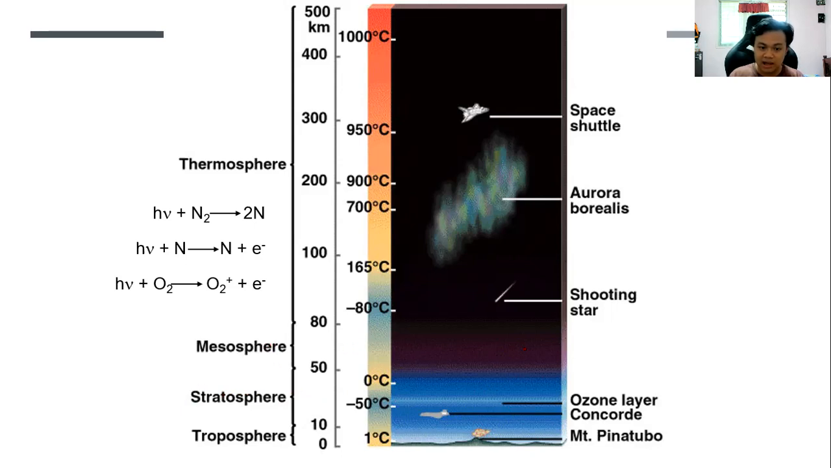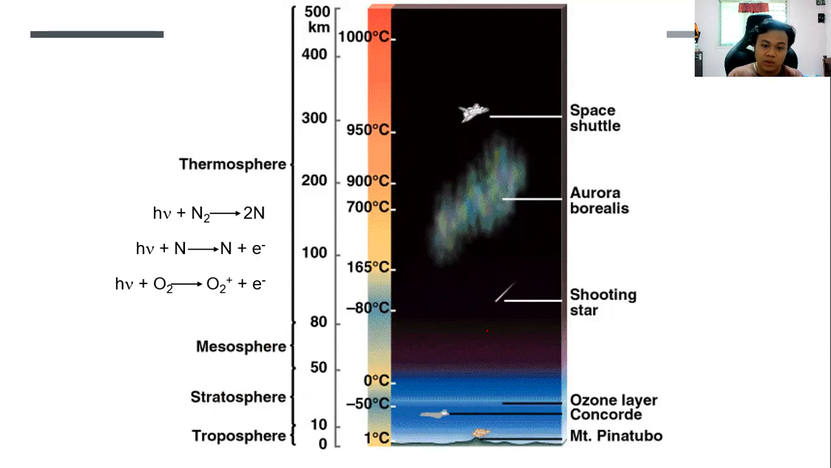Next after the stratosphere, we have the mesosphere. The notable feature of the mesosphere is that it is the coldest part of the atmosphere. The range is from 0 to negative 80 degrees. So it is very cold. This is the coldest part.